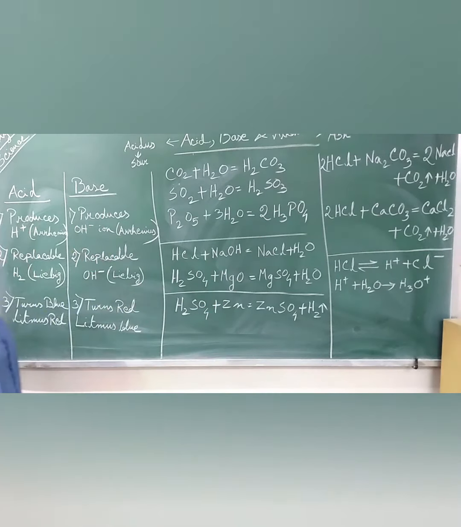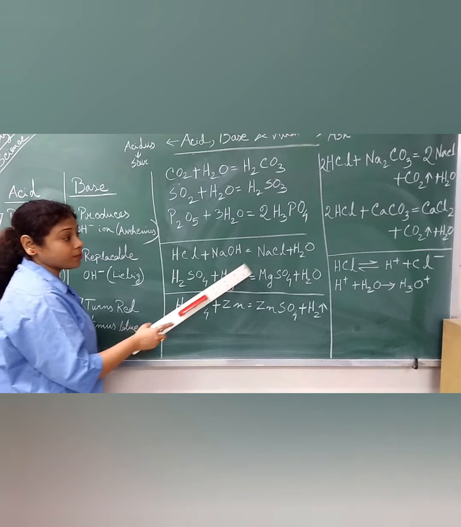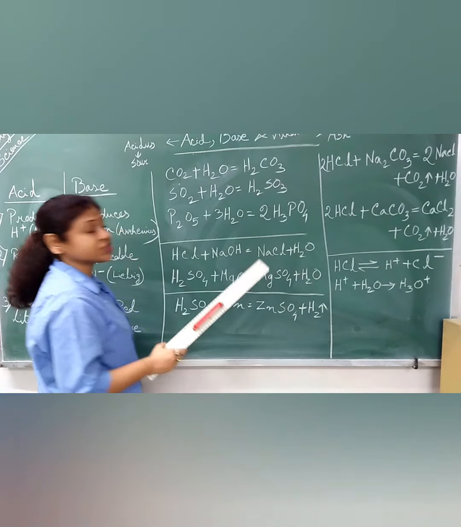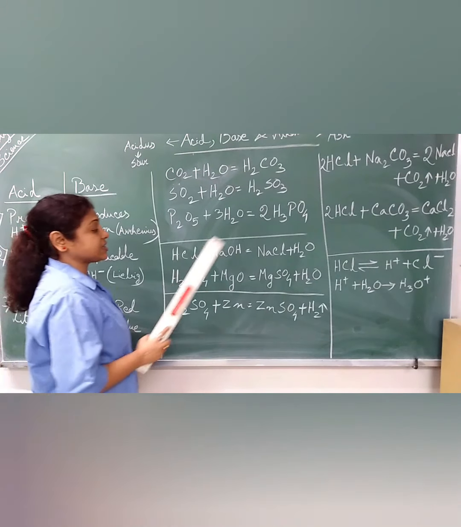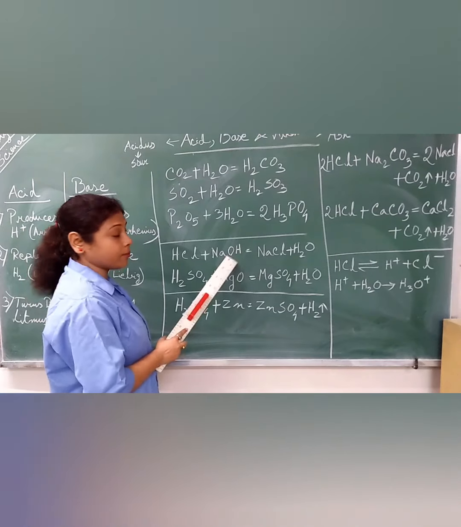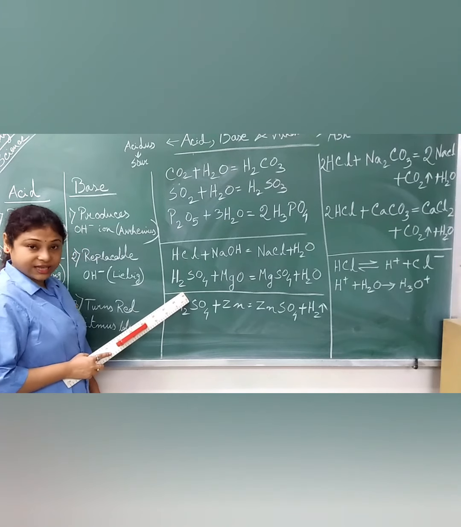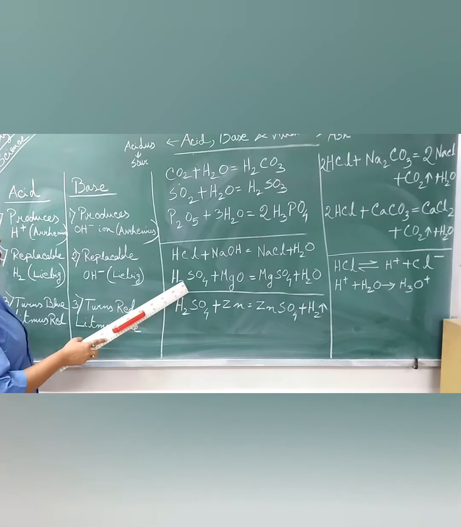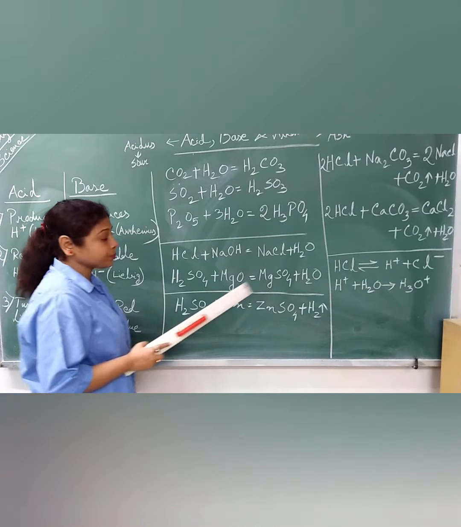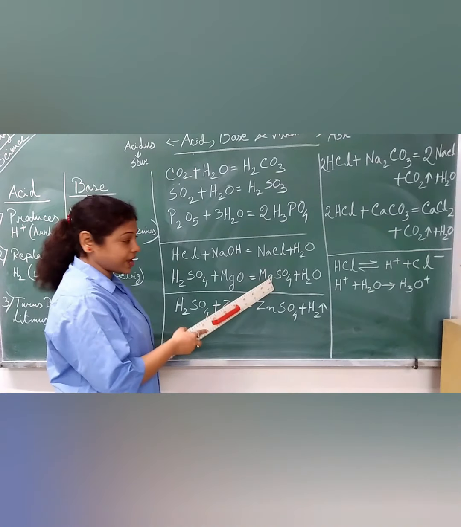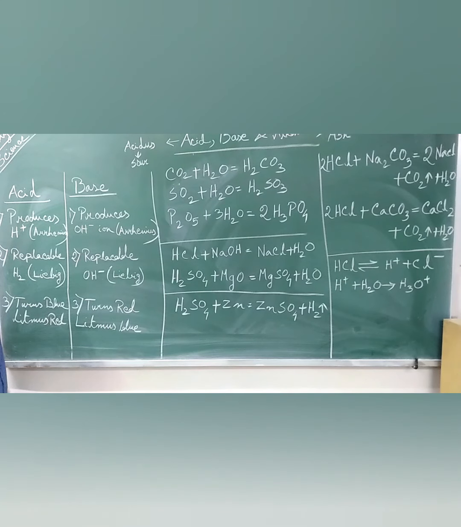Now the next reaction. When acid reacts with bases, it forms salt and water. This type of reaction is called neutralization reaction. So HCl, hydrochloric acid, reacts with sodium hydroxide to form sodium chloride and water. Sodium chloride is a salt. Another example of neutralization reaction: when sulfuric acid H2SO4 reacts with magnesium oxide, that means MgO, it forms salt, magnesium sulfate, and water. This is one property of acid and base.